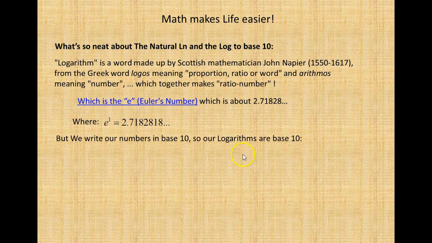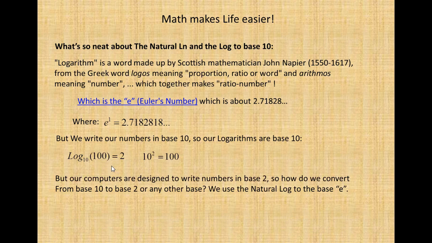So our numbers are written in base 10 logarithms. Log to base 10 of 100 is equal to 2, since 10 squared equals 100. But our computers are designed to write numbers in base 2. So how do we convert from base 10 to base 2 or any other base? We use the natural log, to the base e. Let's see how this is done.